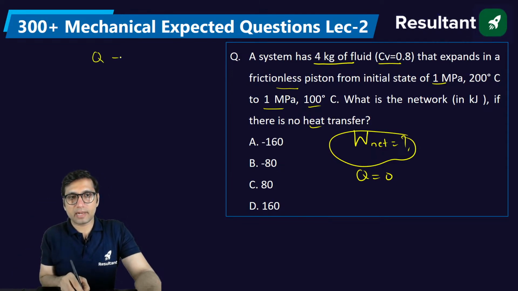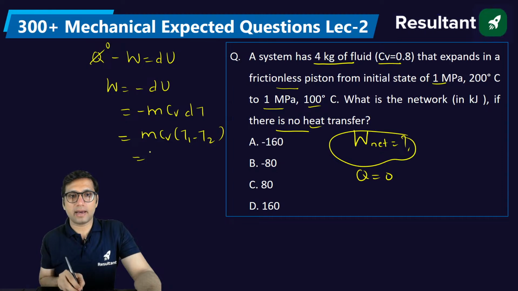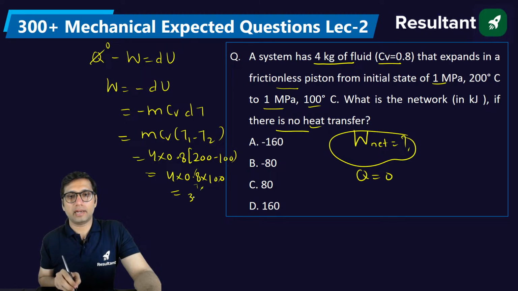If you apply the first law of thermodynamics, Q minus W is equal to dU. If the heat transfer is 0, as they are mentioning there is no heat transfer, then the work will be equal to minus of dU, or minus of m Cv dT. Now what is dT? Change in temperature, which you can write as m Cv (T1 minus T2). Everything is given here. Mass is 4, Cv is 0.8, T1 is 200, T2 is 100, so the difference is 100. If you solve this, you will get the right answer. 4 into 0.8 into 100. So you will get 320.